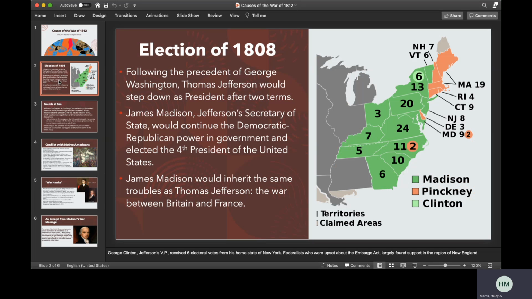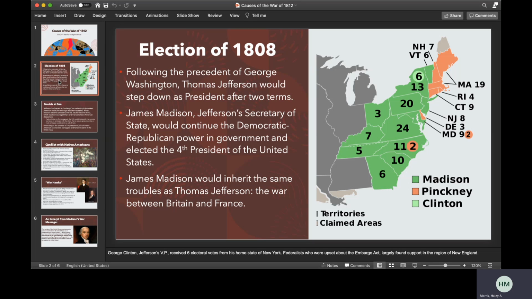So the election of 1808, following the precedent of George Washington, Thomas Jefferson would step down as president after 2 terms. He is the first president to follow that precedent set by Washington because Adams was not reelected for his second term. And so Jefferson is the first to follow in Washington's footsteps, and many more follow.